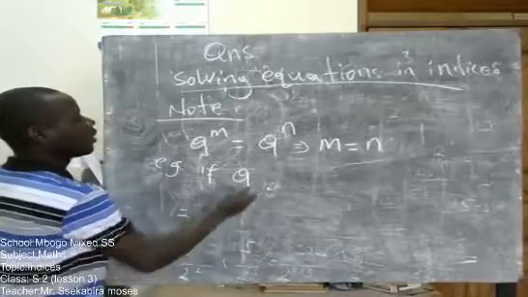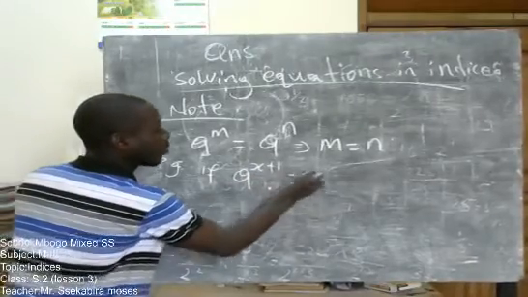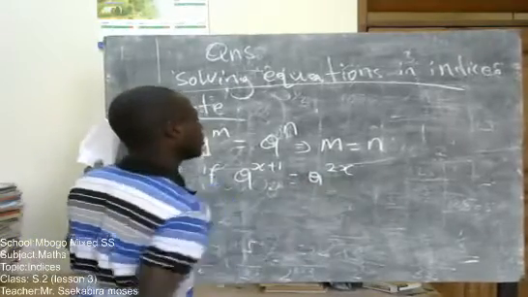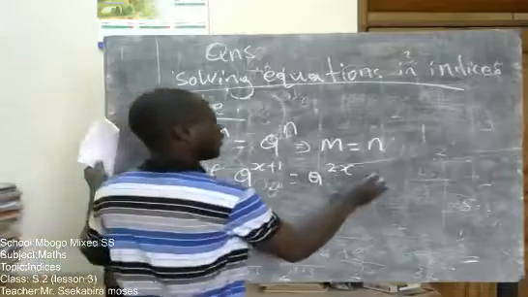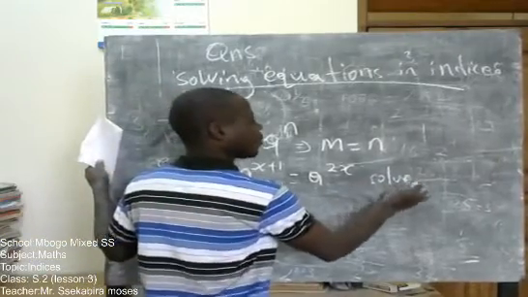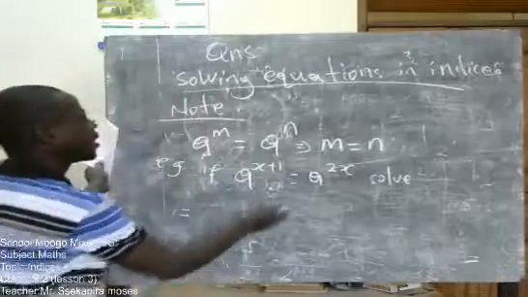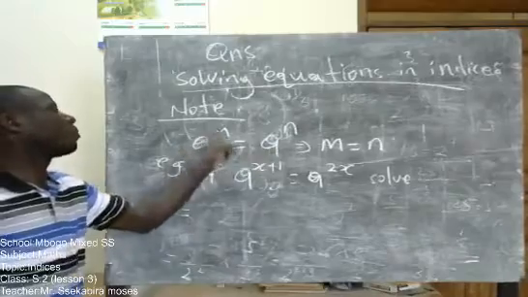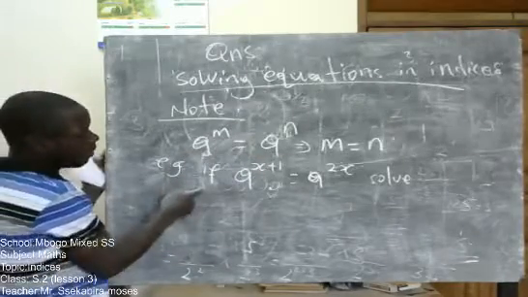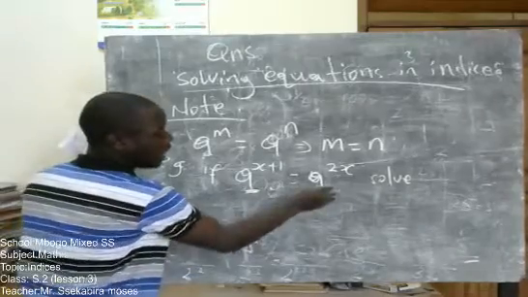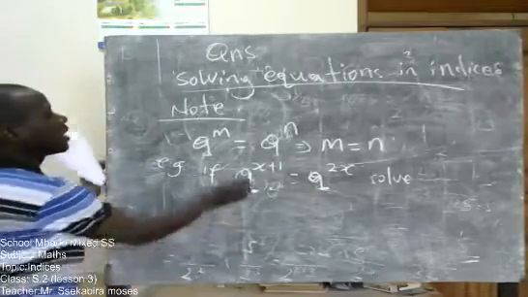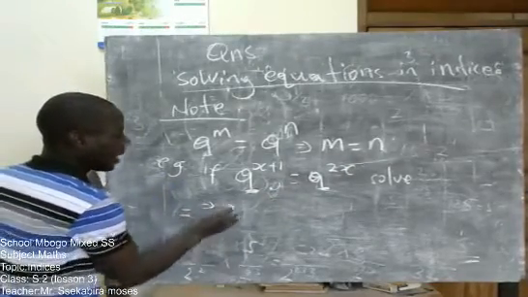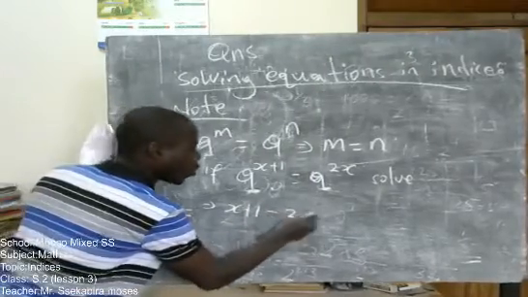If a to power x plus 1 is equal to a to power 2x, solve. Now you can see using this approach that when the bases are equal, the powers are also equal. The base on the left hand side is a. Even here the base is a. Now if the bases are equal, the powers are equal. What does it imply? It implies that x plus 1 is equal to 2x.